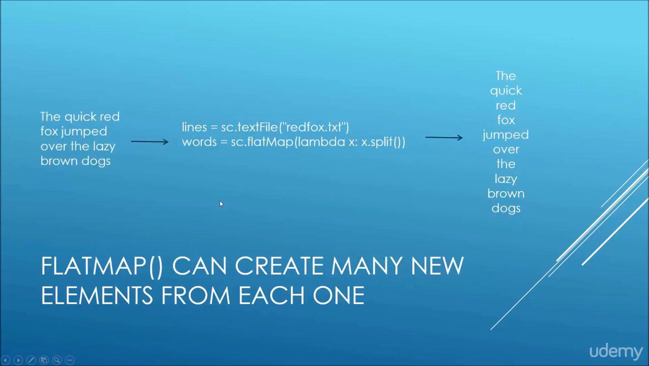Now, in contrast, flatMap has the ability to blow out an RDD into multiple entries, elements from each individual source one. So you can end up with an RDD that has more elements than you started with when you use flatMap. So as an example, let's see how that works.